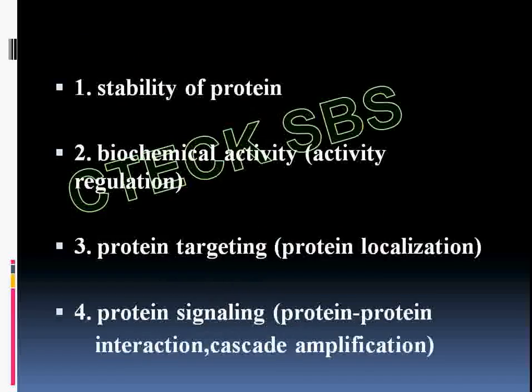These are a few things which are important for a protein: stability of the protein, normal biochemical activity, protein localization, that is, where it has to go and act, and protein signaling. It has to interact with other proteins, interact with the body, and form a cascade of enzymes and a cascade of activities.